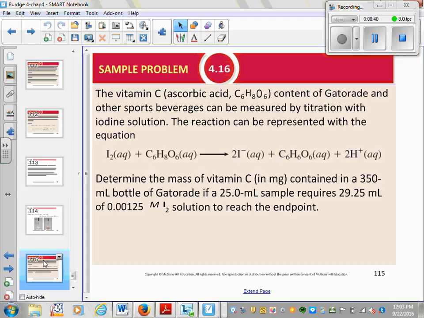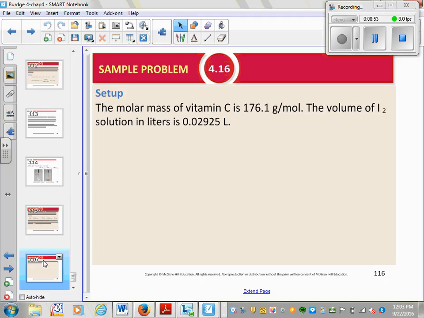How much is in a 350 milliliter bottle? The molar mass of vitamin C is 176.1 grams per mole. We use 29.25 mL, so it's 0.02925 liters. We're going to go through it the way they did, and I'll probably show you an easier way to do it.